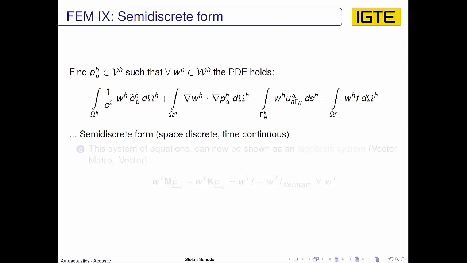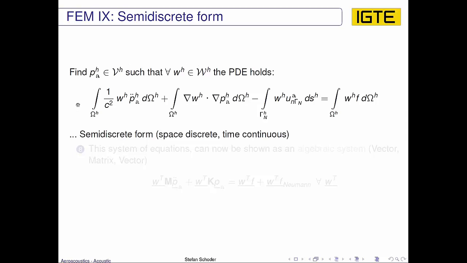Welcome to this video about the semi-discrete form of the wave equation in the finite element context. We now have the following system. We would like to find the discrete acoustic pressure such that it holds for all discrete test functions, the PDE is satisfied, and also the boundary conditions, which are more or less in the function spaces defined there.